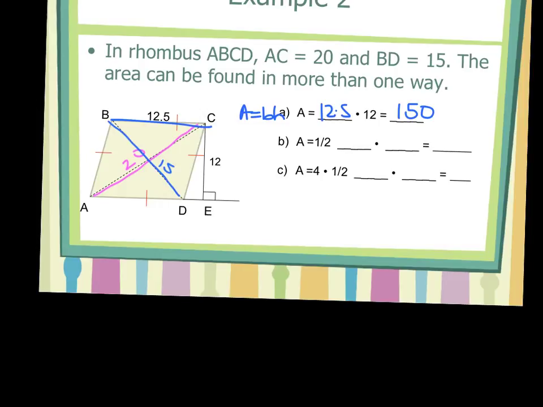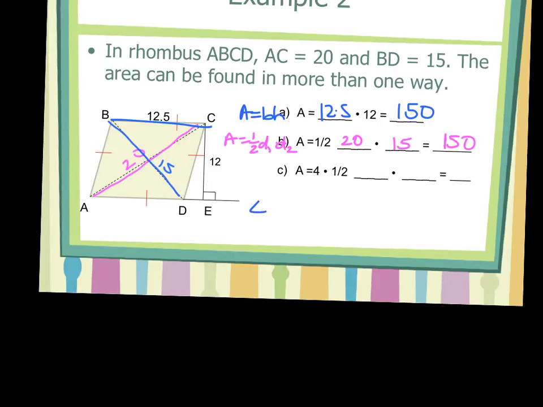Now we use a half blank times blank. So this is the other formula that we use for rhombus, right? Which is 1/2 diagonal 1 times diagonal 2. Which would be 1/2 of 20 times 15. 10 times 15 are 150. And yes, they should be the same, right? The same shape. And then that last one is saying there's 4 of the same shapes inside this rhombus. What are those shapes? Triangles.